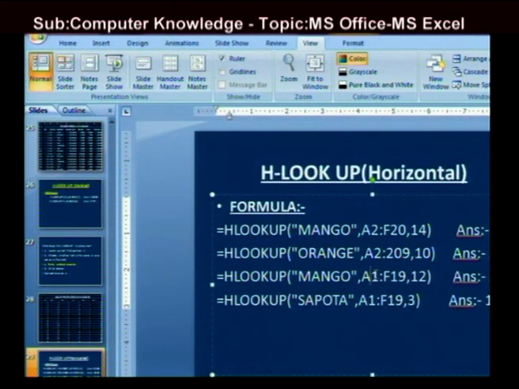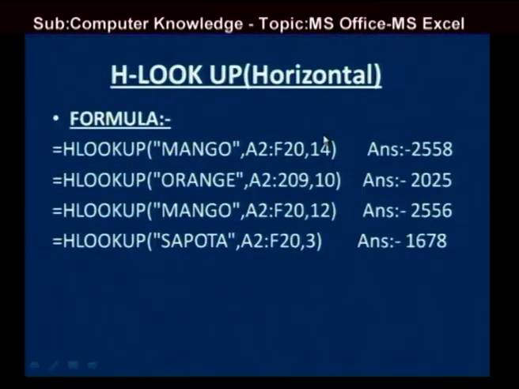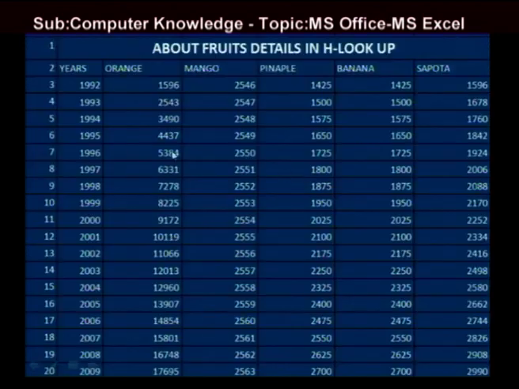A2 and F20 is the table range. So, I am writing here A2 and F20. In formula, single letter also very important. So, A2 is to F20, and 14. 2558 is the storage value for mango. Mango, A2, 14th value. What is the 14th value here?